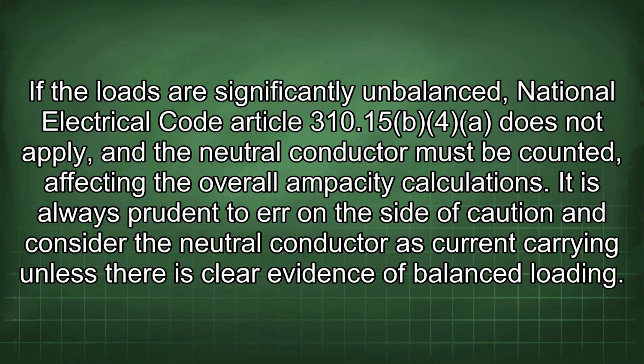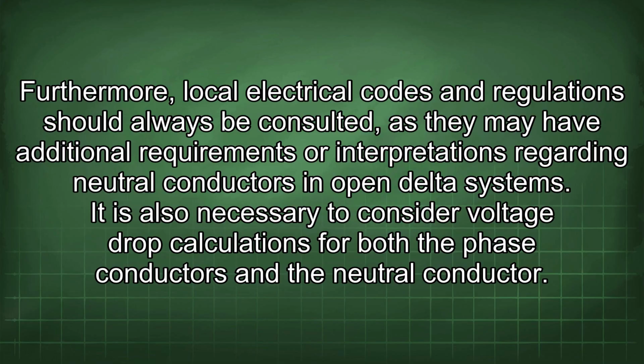If the loads are significantly unbalanced, National Electrical Code Article 310.15 B4 does not apply, and the neutral conductor must be counted, affecting the overall ampacity calculations. It is always prudent to err on the side of caution and consider the neutral conductor as current carrying unless there is clear evidence of balanced loading. Furthermore, local electrical codes and regulations should always be consulted, as they may have additional requirements or interpretations regarding neutral conductors in open delta systems.